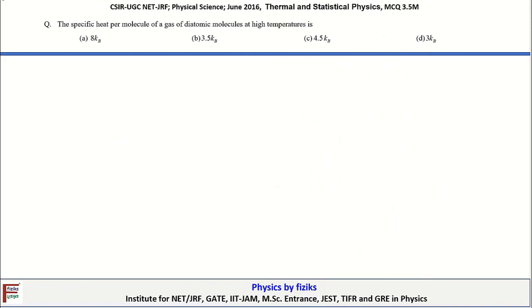So let's continue with the next question. The next question is about the specific heat per molecule. We have to find the specific heat per molecule of a gas of diatomic molecules at high temperature. Please note that the phrase high temperature is really important for determining the degrees of freedom of the gas molecule. So let's try to understand this problem.